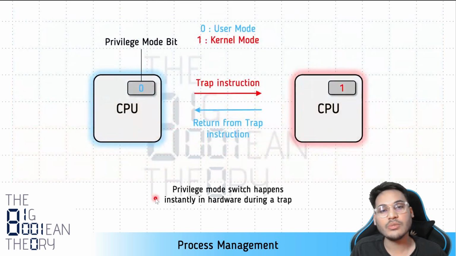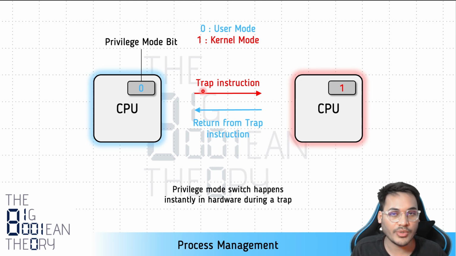Switching between kernel and user mode is as simple as flipping a bit in one of the CPU registers. The CPU has a register with a privilege mode bit, and when you execute the trap instruction, which transfers the control to the operating system in case of a system call, exception, or interrupt, this bit flipping happens as part of the trap instruction in the hardware. So the privilege mode switch happens instantly in hardware during a trap.